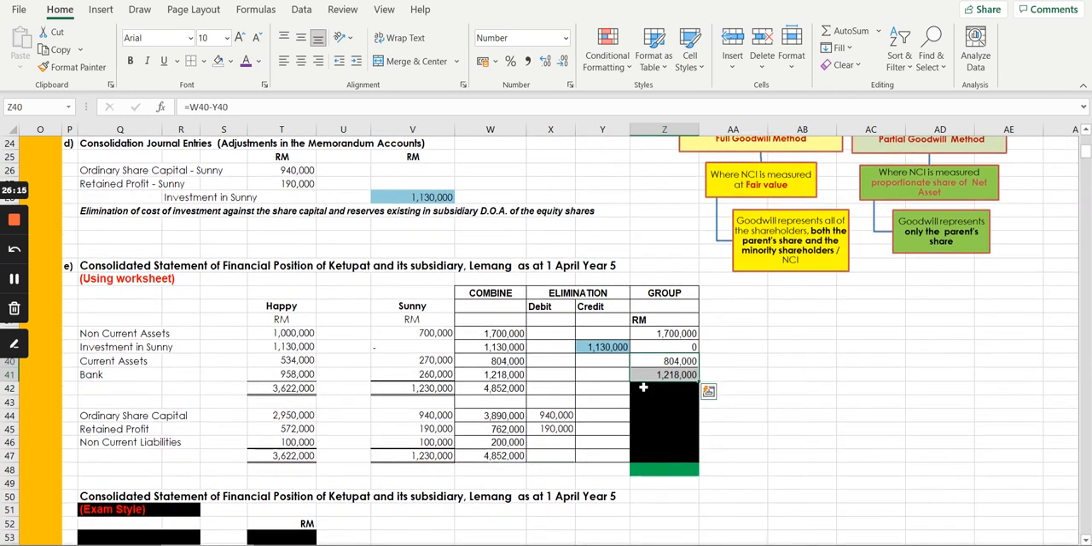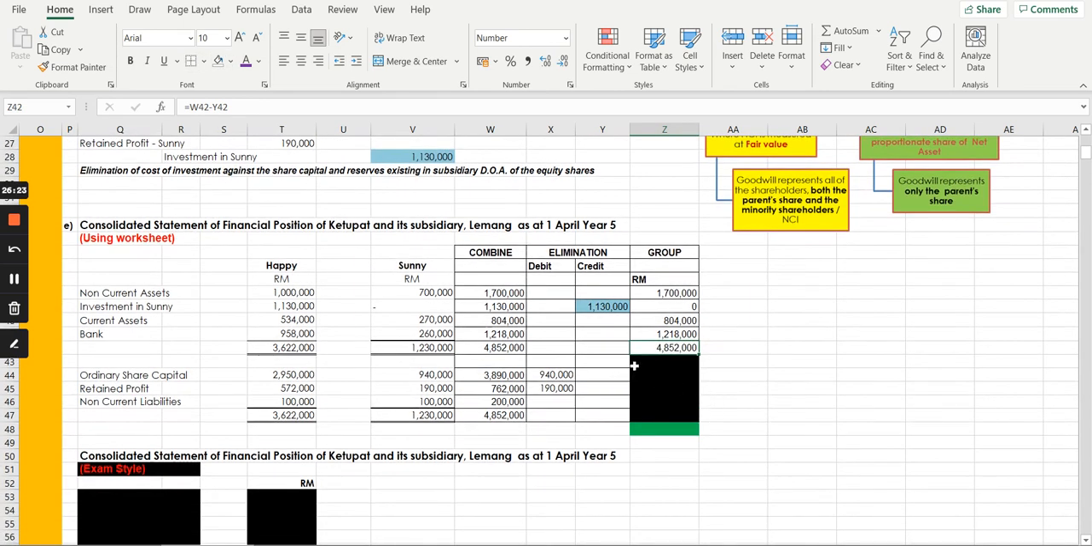Okay. Now you can get the total. The total will be this total here. And the total is 4852. Next, we go to our equity and liability section.